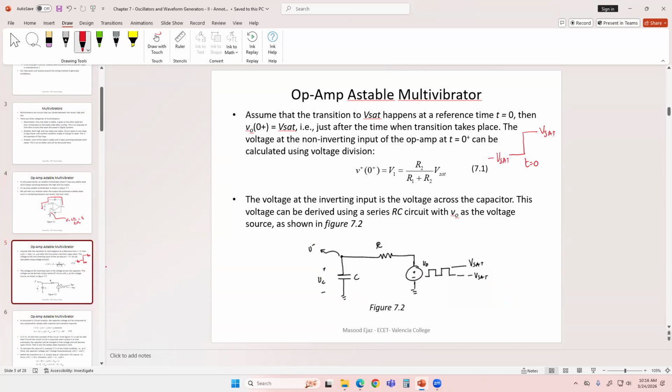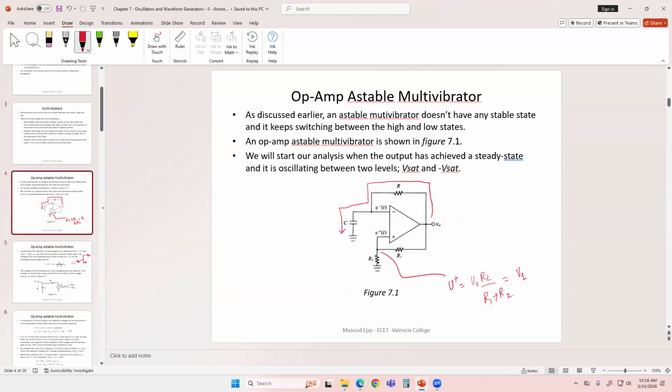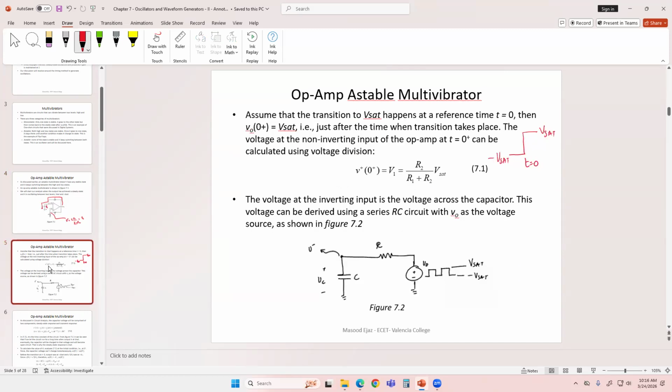Remember, the output is switching between V sat and negative V sat. So this is your output waveform. And then this is your series RC circuit. So the voltage at the inverting input, remember, the inverting input is connected to the capacitor. So whatever the voltage across the capacitor, we see capacitor voltage is equal to the same voltage at the inverting terminal.